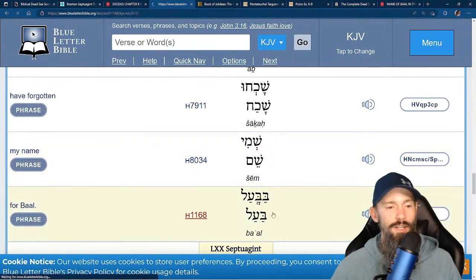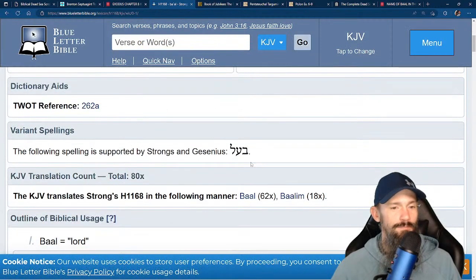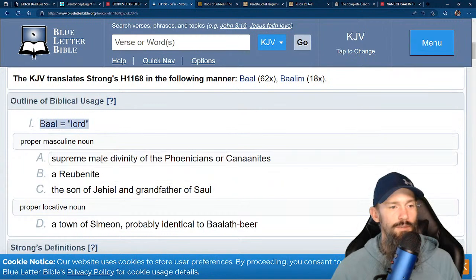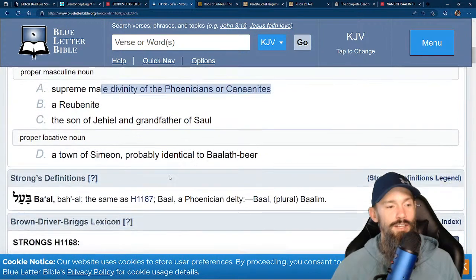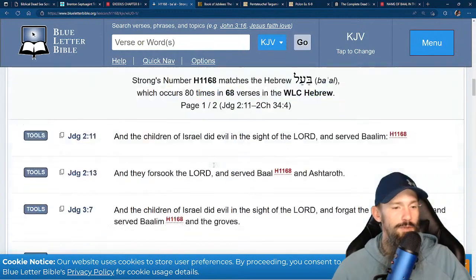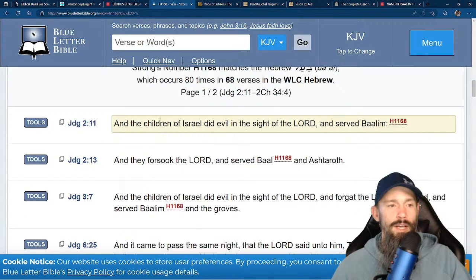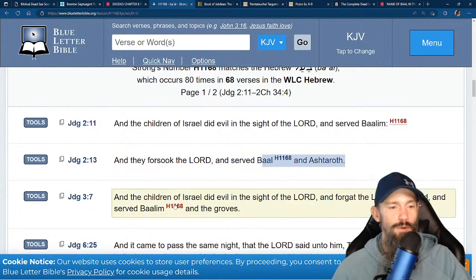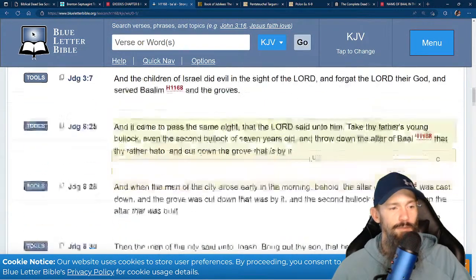See, Baal, H1168, Baal equals Lord. Male divinity of the Phoenicians or Canaanites, who had the scriptures. They took them from the holy people who's had the scriptures all these years. And children of Israel did evil in the sight of Yahuwah and served Baal. They forsook Yahuwah. They replaced his name and served Baal and Ashtaroth. All over the place.